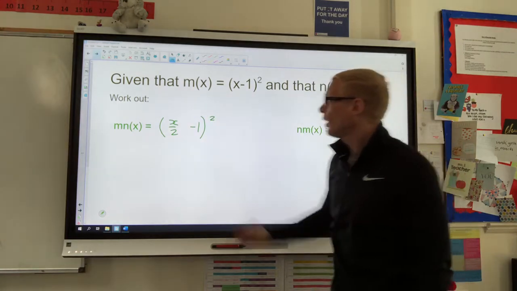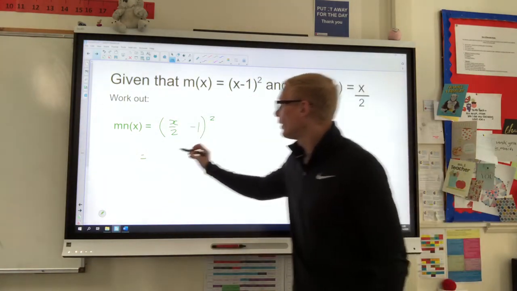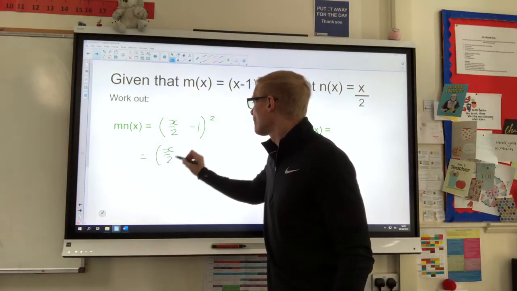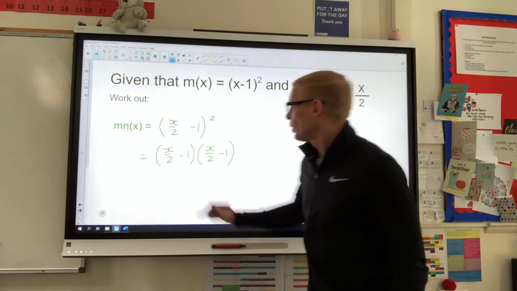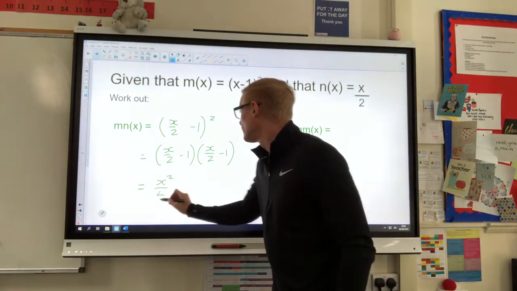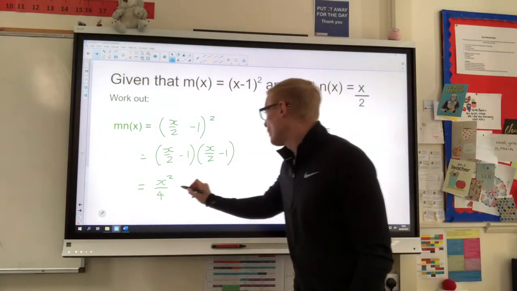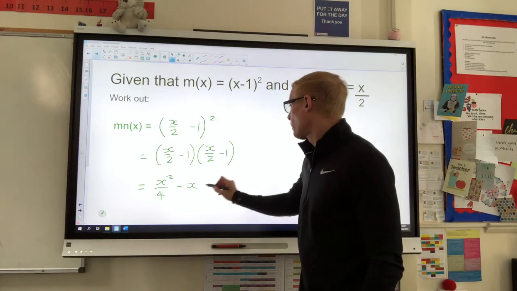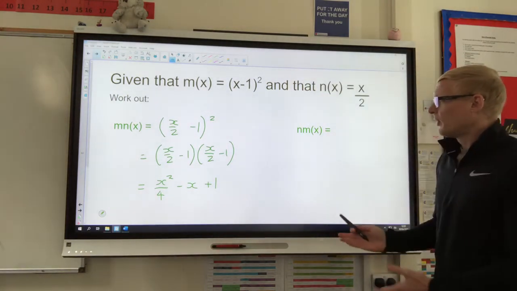Like that. Now again, I need to expand the square bracket properly. I can't just square that and square that. I need 2 brackets. So expanding that is going to give me x squared over 4. When I simplify those middle terms, I'm going to get minus x and then plus 1 there. So that's my answer for the first one.